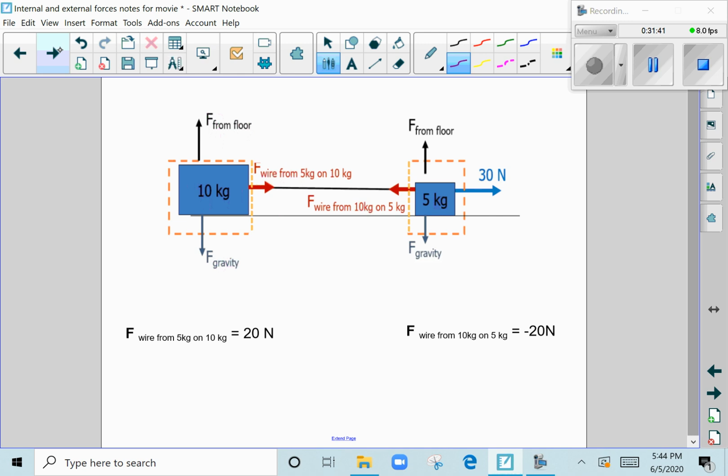Now before, it was positive 20, and now it's negative 20. These two forces are equal in magnitude, both 20, but they are opposite in direction. That's why they're opposite signs. One is positive because it's going to the right, and one is negative because it's going to the left. Internal forces always do this. You will always see that they come in pairs. They will always be equal in magnitude or strength, and they will always be in opposite direction.